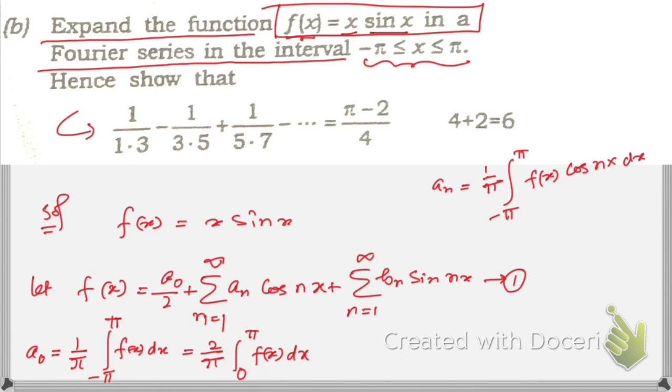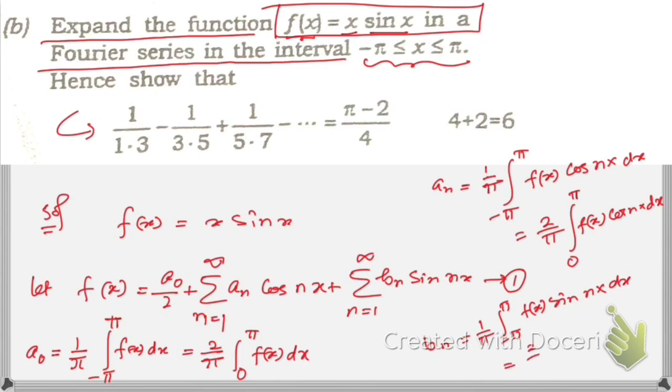And it also can be written as 2 by pi, and this will be changed to 0 to pi f of x cos nx dx, right? And here bn is 1 by pi, minus pi to plus pi, f of x sin nx dx, and this also can be written as 2 by pi, minus pi to plus pi f of x sin nx dx. Okay, now let me go to the next slide.